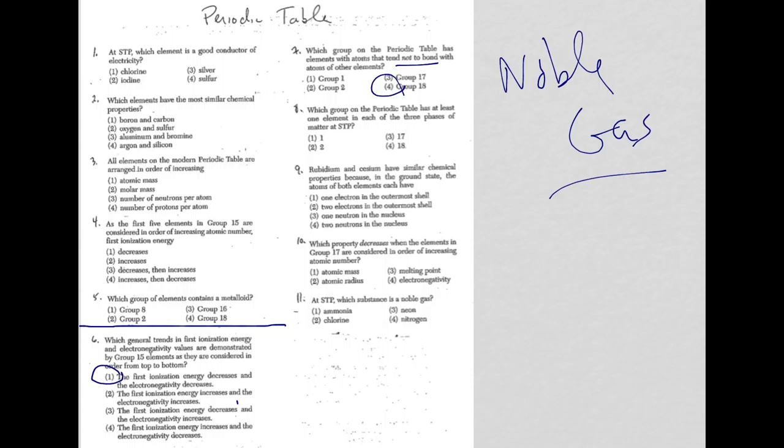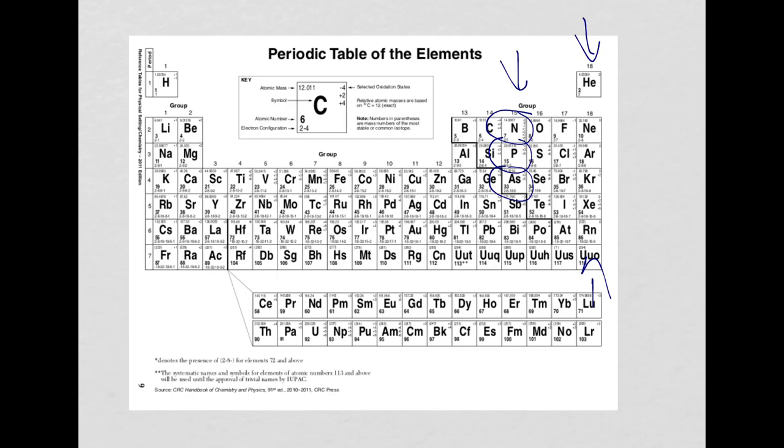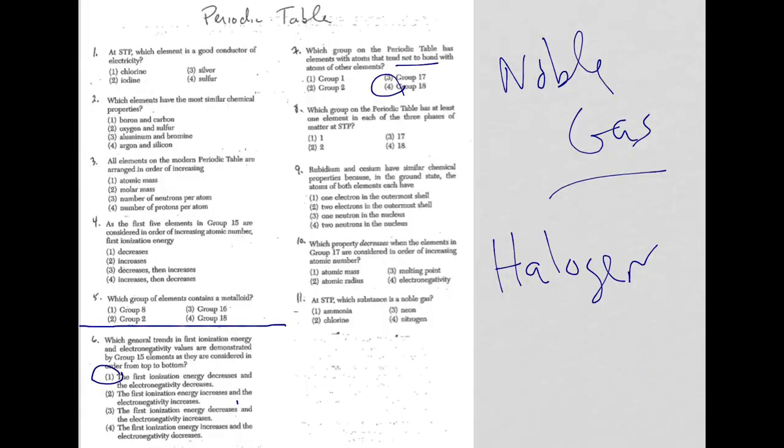Question 8, which group on the periodic table has at least one element in each of the three phases of matter? Another question that comes up a lot. That would be the halogens. Halogens, of course, are in group 17. Here they are. Let me just erase this so we can see it. Information you have to know: fluorine and chlorine are gases. Bromine is the only liquid nonmetal. Iodine is a solid. Sure enough, all three phases are represented, and that makes this choice 3.